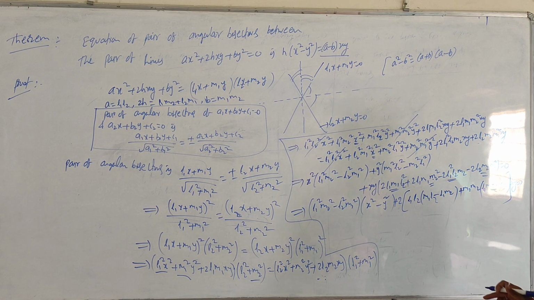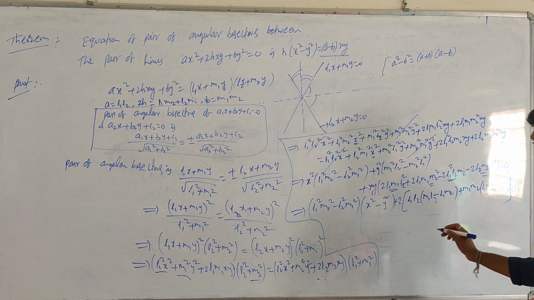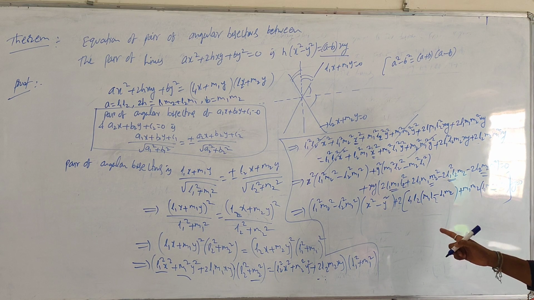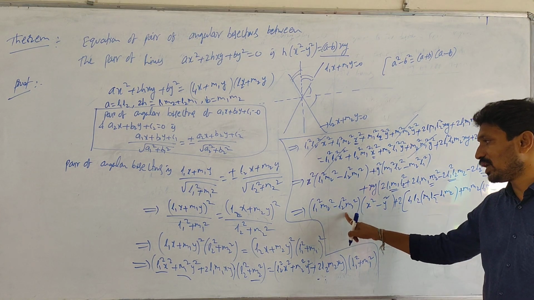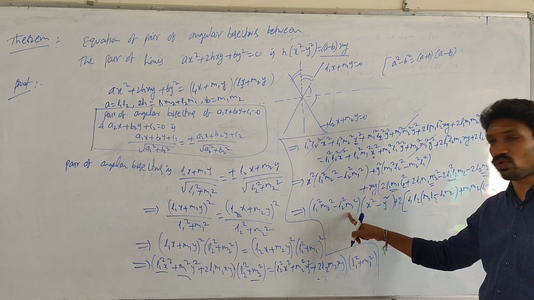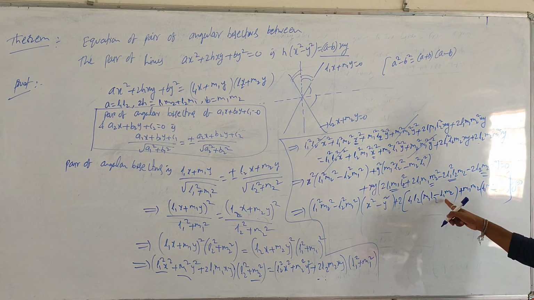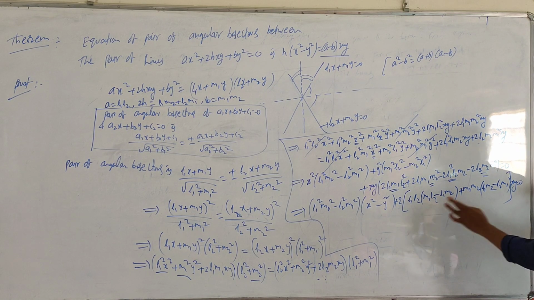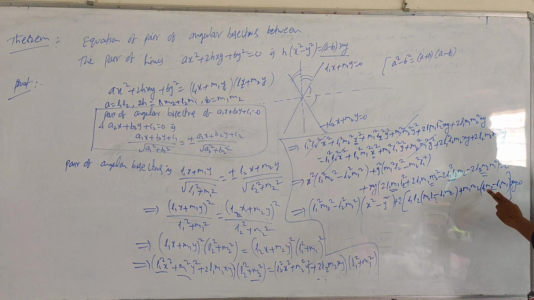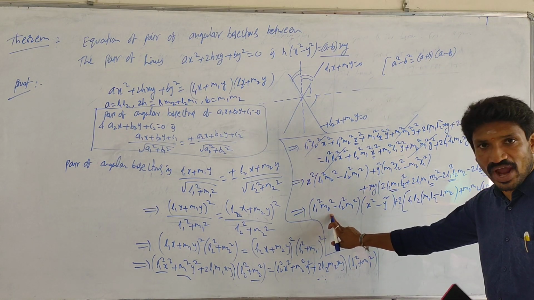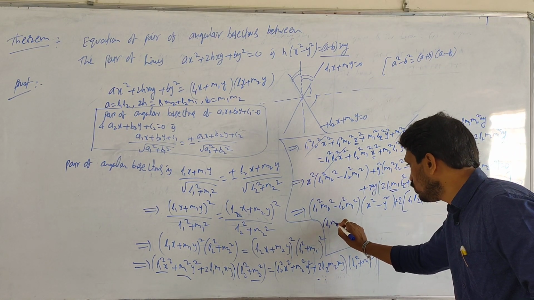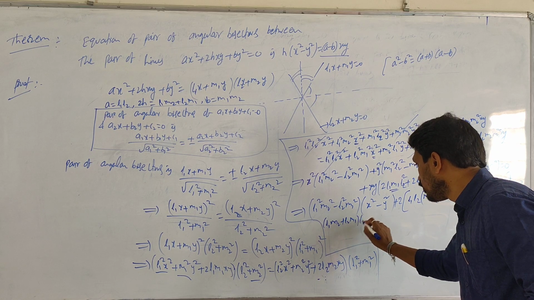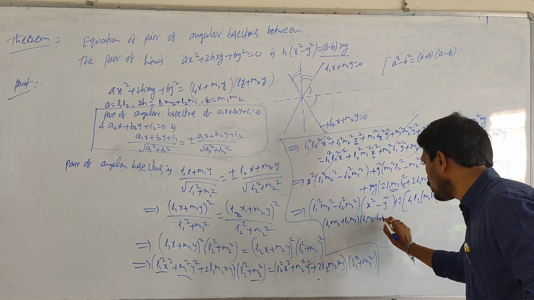Okay, clear? So now, what is common from all these terms? Here you can write (L1 M2 plus L2 M1) into (L1 M2 minus L2 M1). Here also, if you take minus common from this one, you can write L1 M2 minus L2 M1. Here also directly L1 M2 minus L2 M1. So totally, for this factorization, what can you write? (L1 M2 plus L2 M1) into (L1 M2 minus L2 M1).